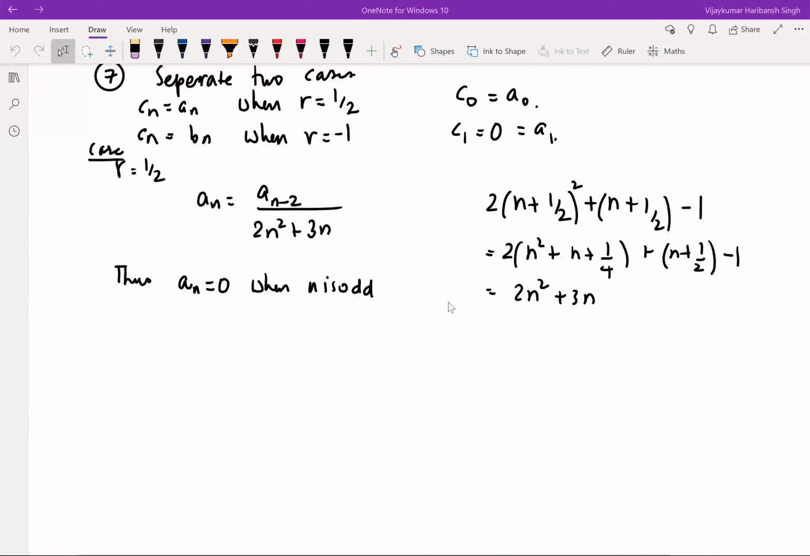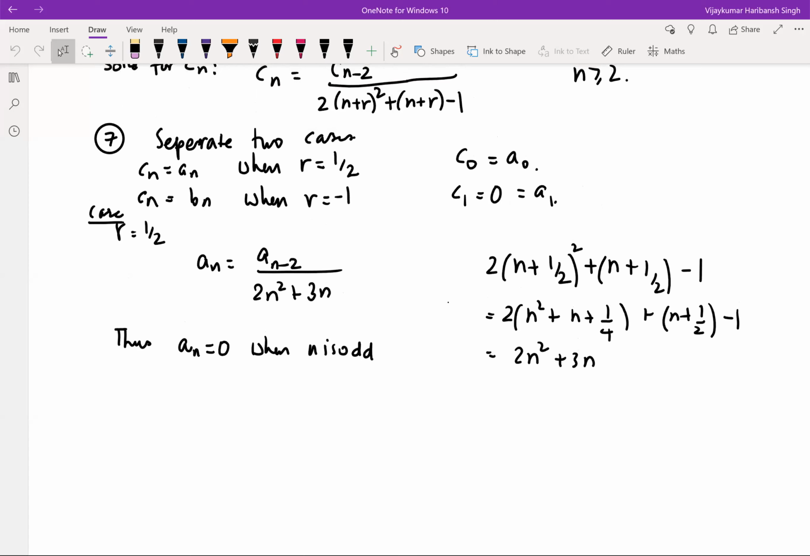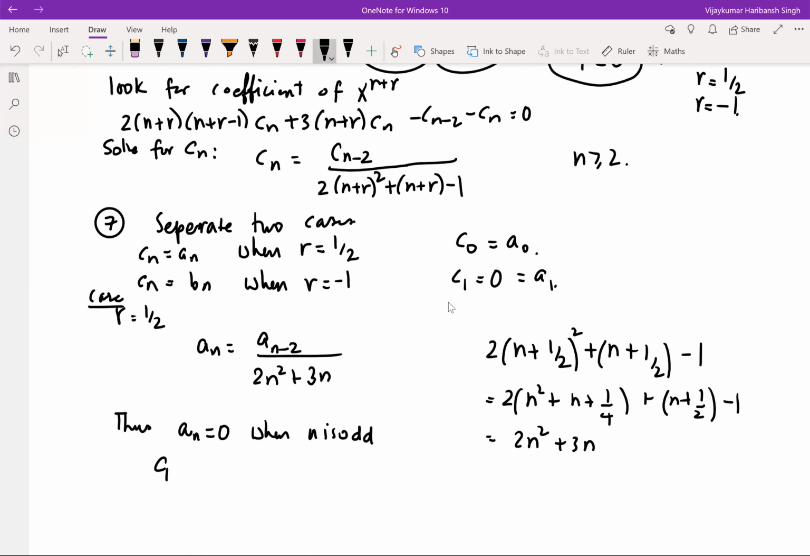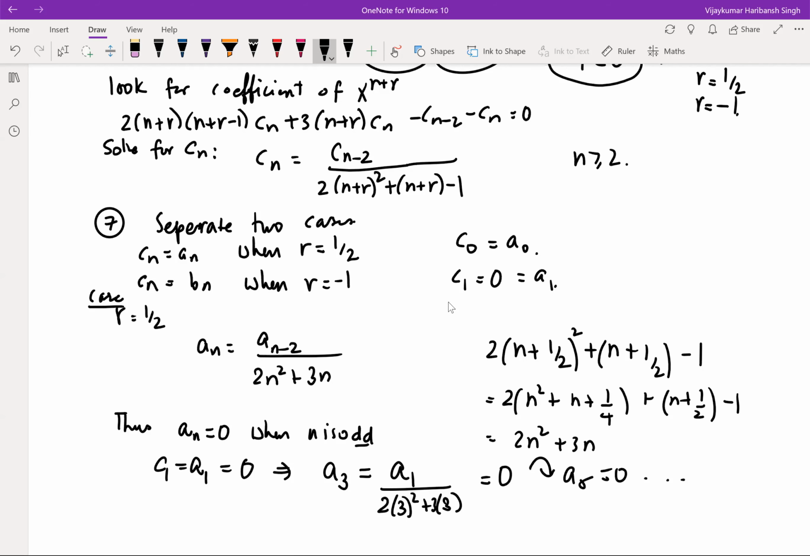So we have a_n equals 0 when n is odd, and when n is even. Why is a_n equal to 0 when n is odd? Because we found out that C1 was 0 in both the cases. So your C1 is your A1, and that is 0. And that would imply that A3, which is related to your A1 upon 2 times 3 squared plus 3 times 3, is also going to be 0, and consequently A5 is going to be 0, and so on. So a_n is 0 when n is odd.